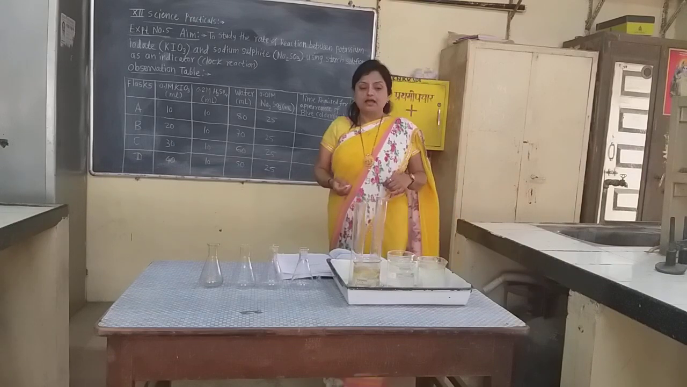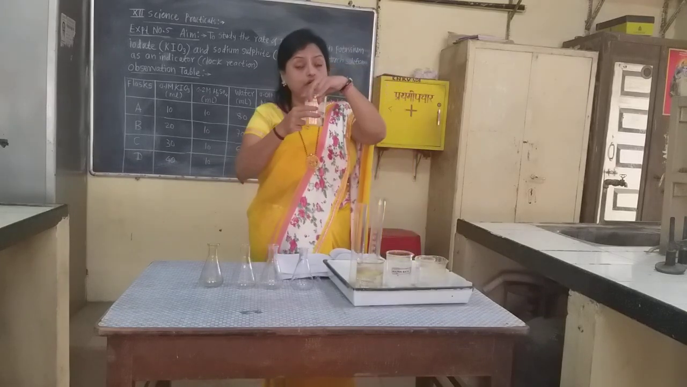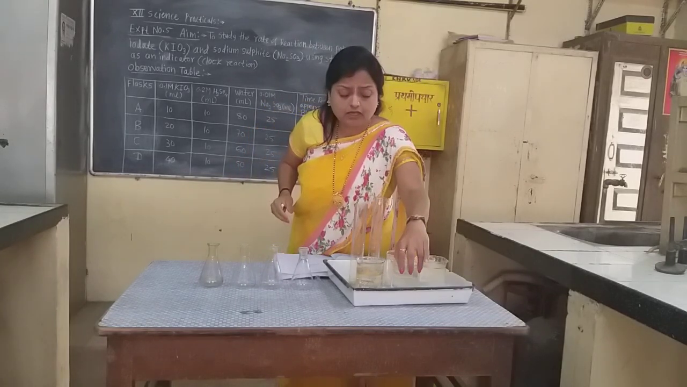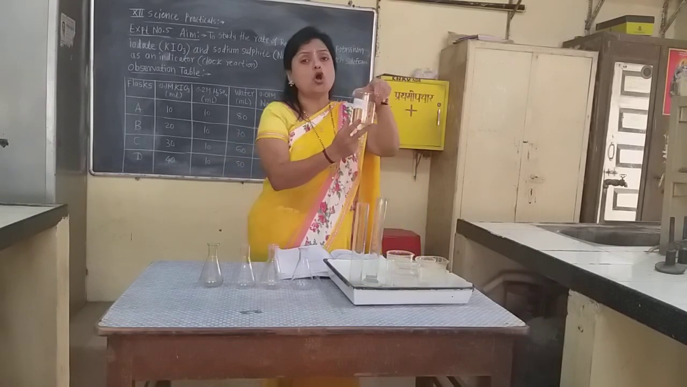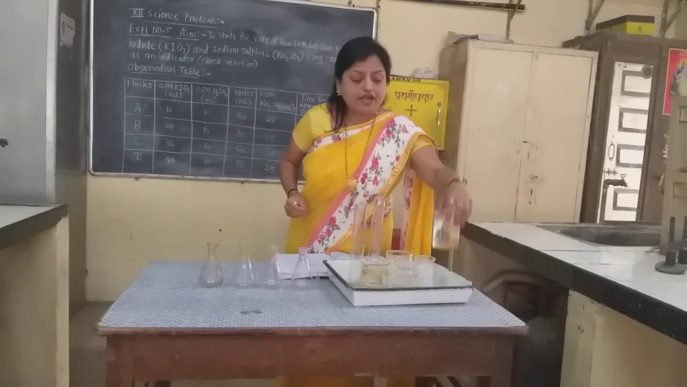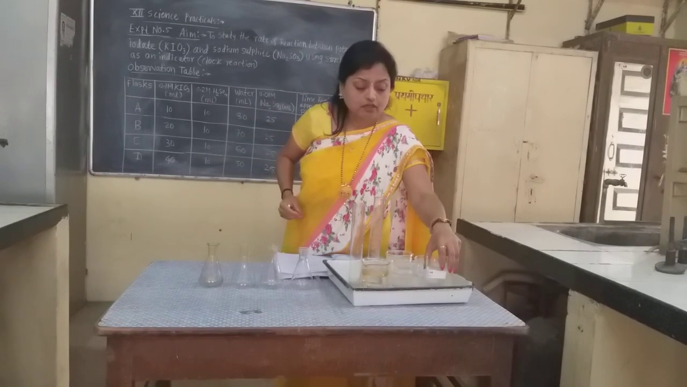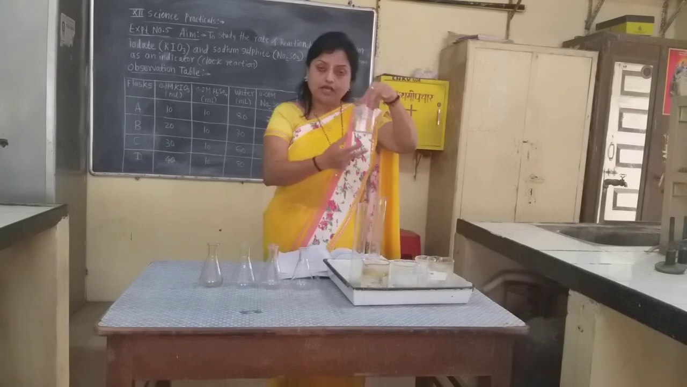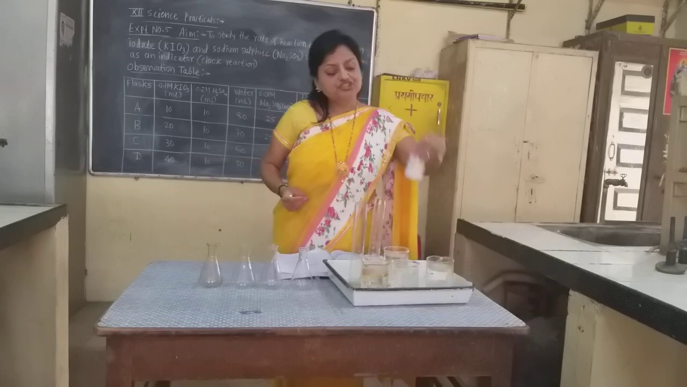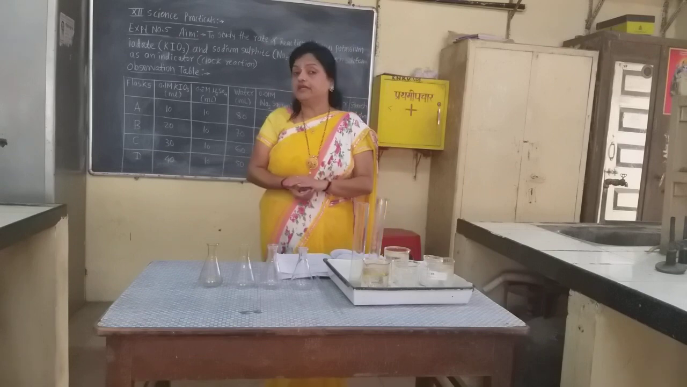Now here I take the 0.1 molar solution of the potassium iodate, then the 0.2 molar solution of sulfuric acid, and the 0.01 molar solution of sodium sulfite. Now this is the water, because water is also required here, and this is the starch solution. Now these are the chemicals required.